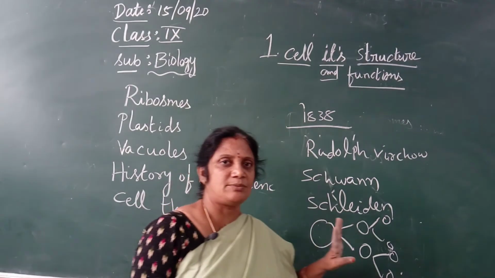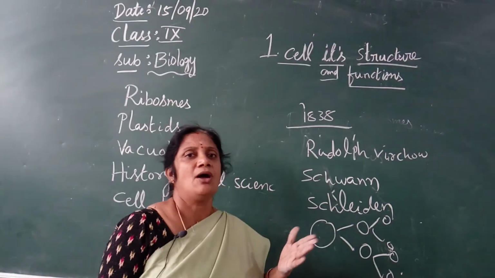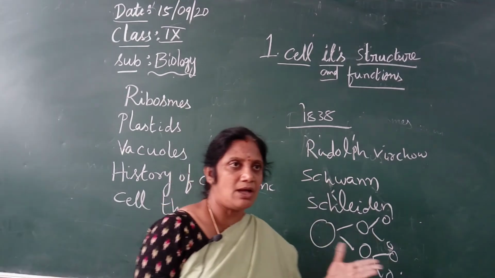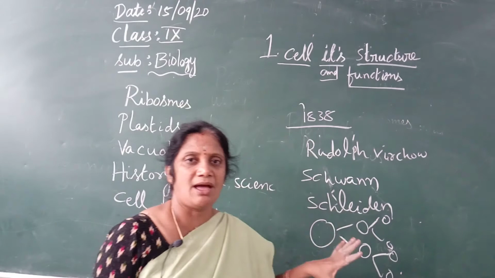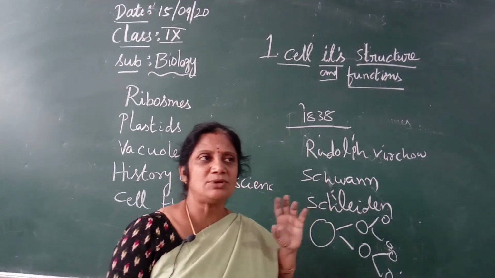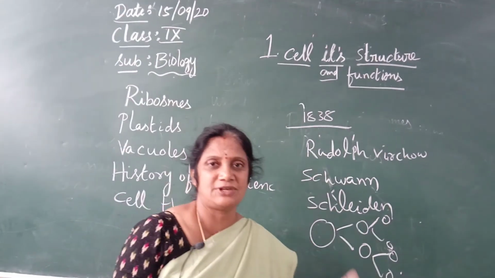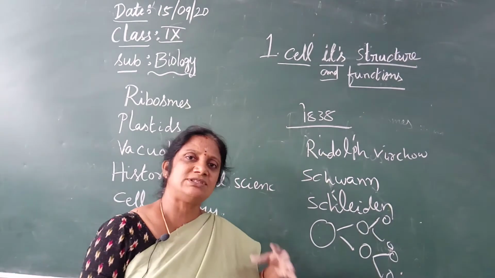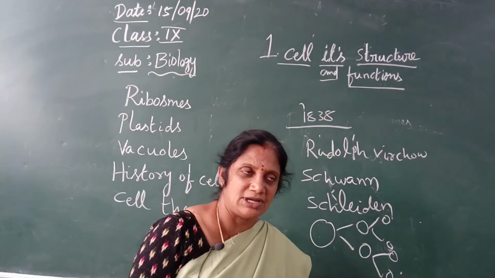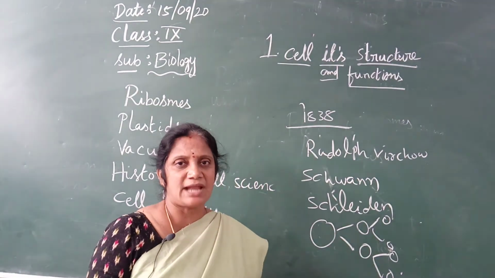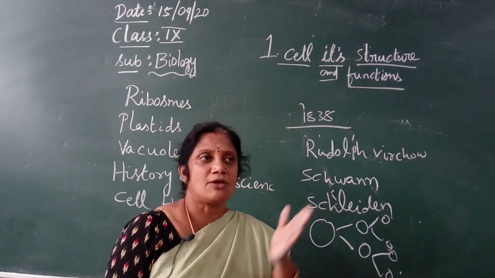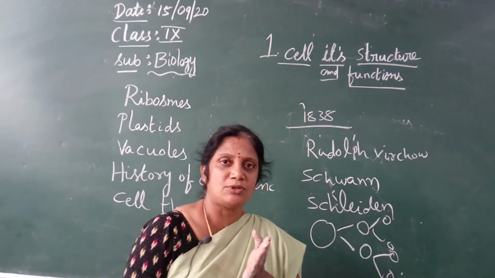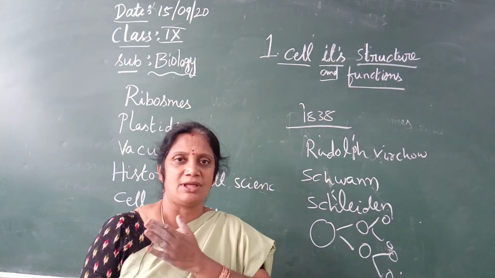And the fourth statement: the functioning of the organism depends upon the functions carried out by the cells. For example, liver cells function differently, the cells in the kidney function differently, and the cells in the digestive tract function differently. That's why the functioning of the organism or organ depends upon the functions carried out by the cells.